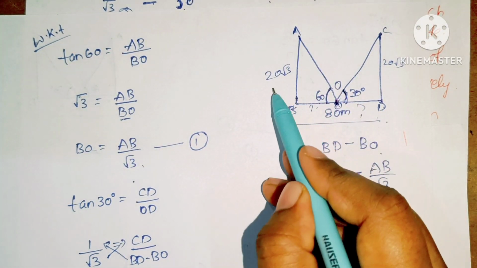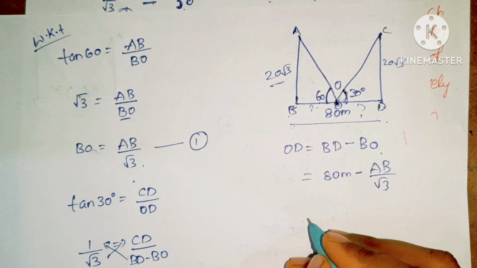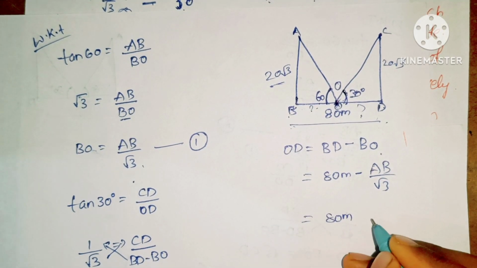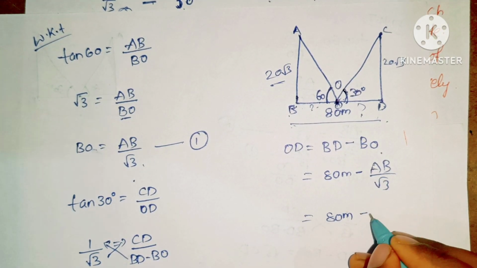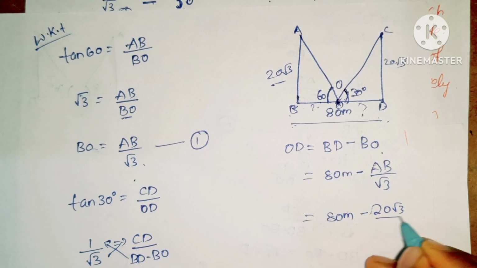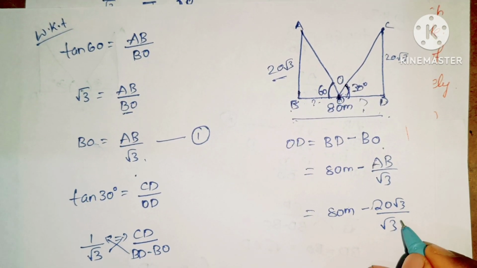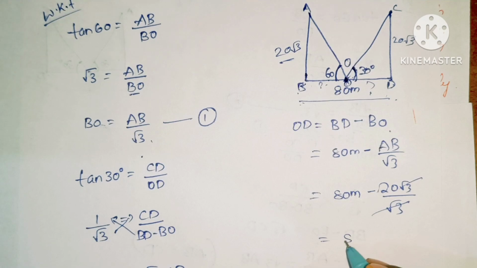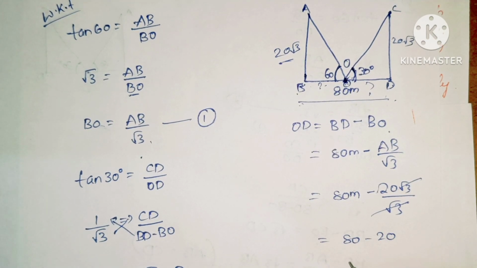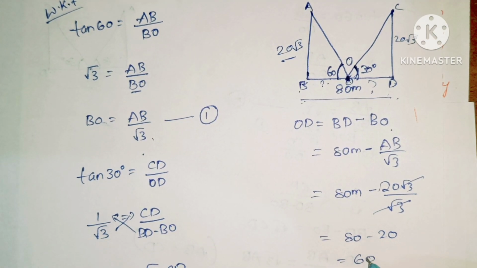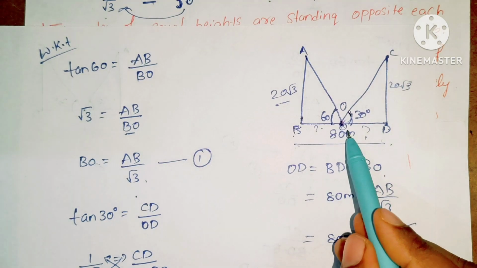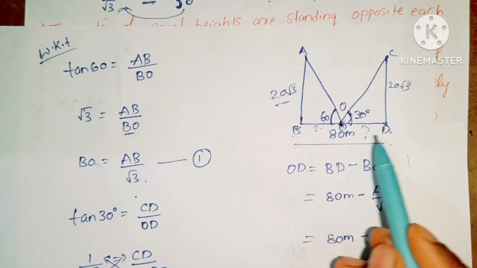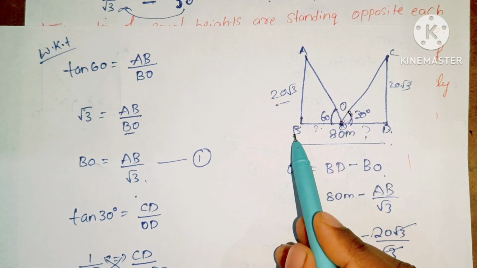So AB, how much did you get here? 20 root 3. Substitute there. So 80 meters minus AB, which means 20 root 3 by root 3. If root 3 cancels, how much will you get? 80 minus 20. That means 60 meters. So OD, how much? 60 meters. So OB also 60 meters.